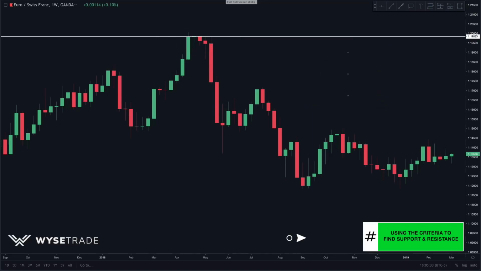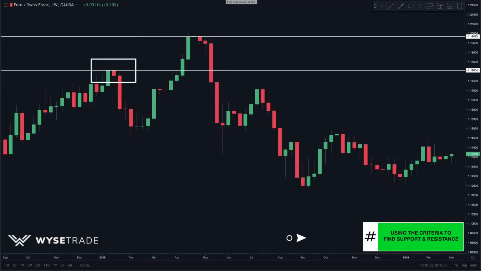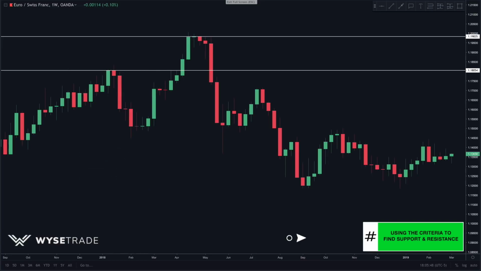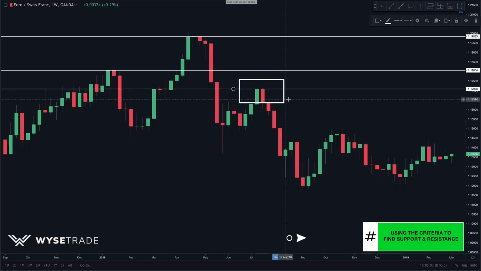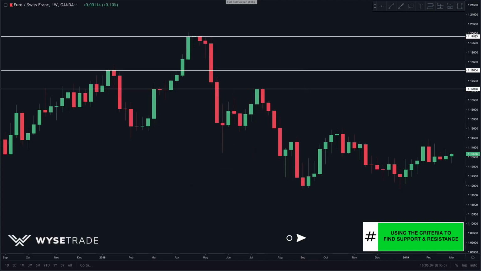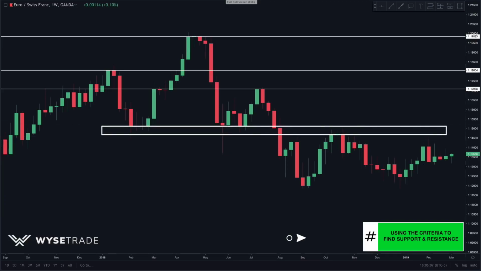So moving on down to the left. We notice this level here where price came up, hit and reversed from, so we draw it in. The criteria that this level satisfies is that the move away was drastic and the level is obvious. So moving on down to the right, we spot this level here where price came up, hit and reversed from, so we draw it in. The criteria that this level satisfies is that the move away was drastic and the level is obvious. So moving on down, we spot this next level here, so we draw it in.